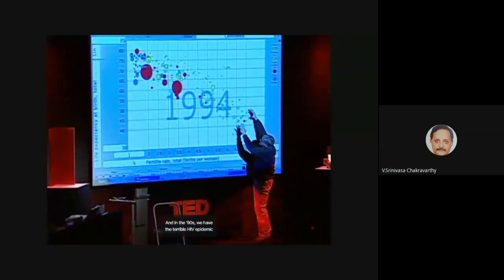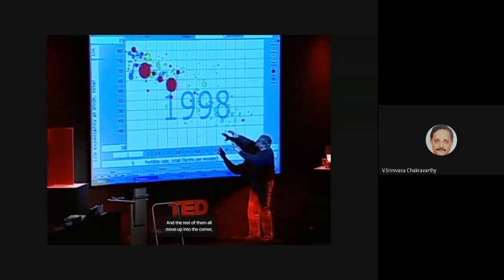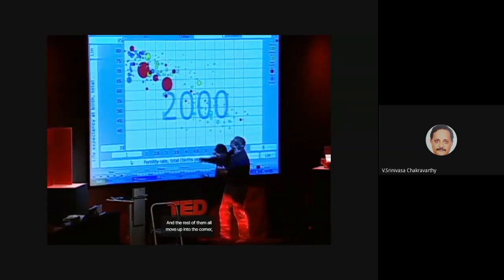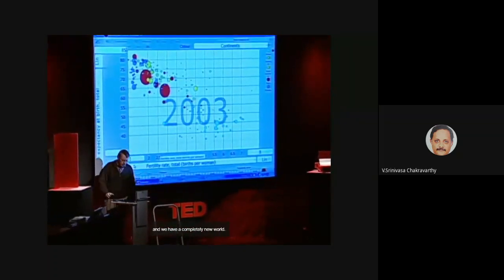And in the 90s, we have the terrible HIV epidemic that takes down the life expectancy of the African countries, and all the rest of the world moves up into the corner where we have long lives and small families, and we have a completely new world.